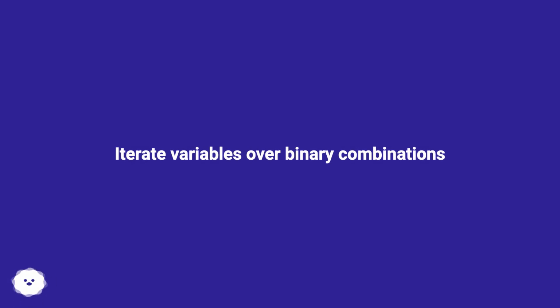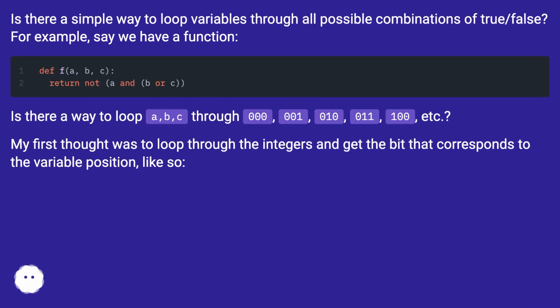Iterate variables over binary combinations. Is there a simple way to loop variables through all possible combinations of true/false? For example, say we have a function. Is there a way to loop A, B, C through 000, 001, 010, 011, 100, etc.?